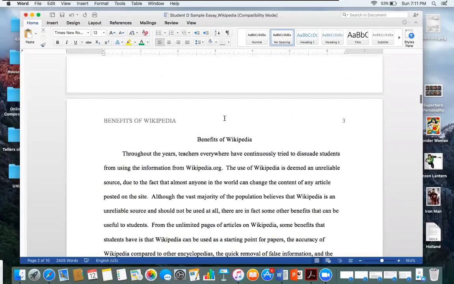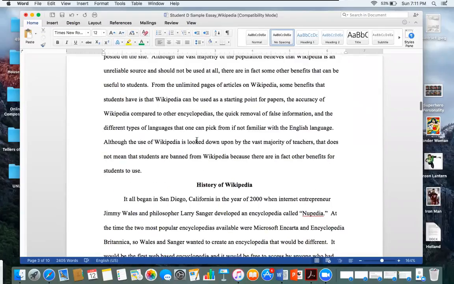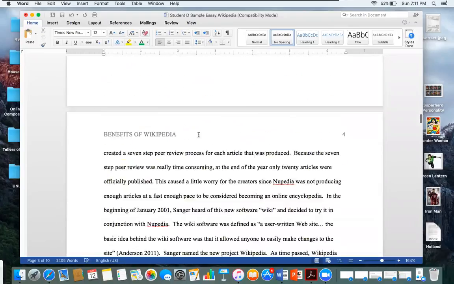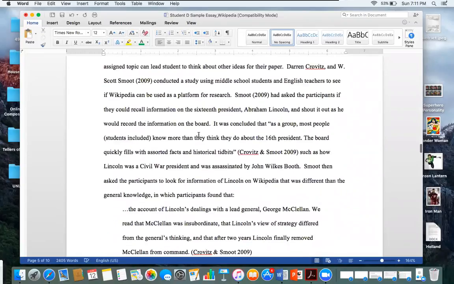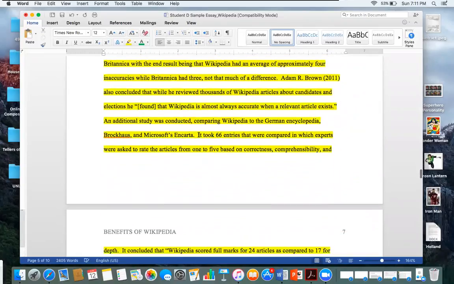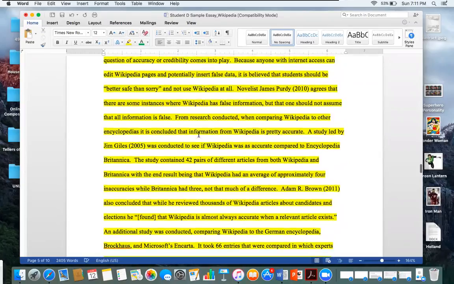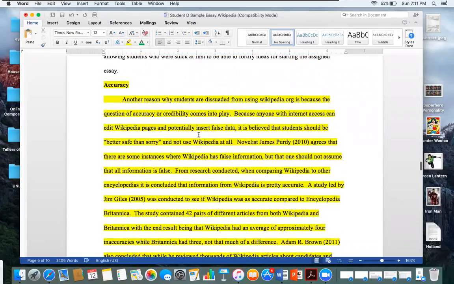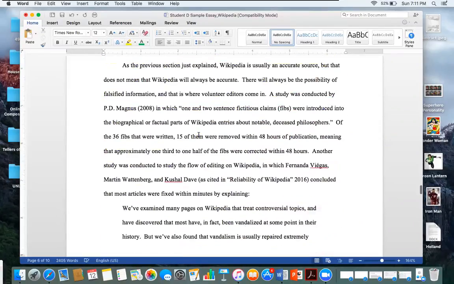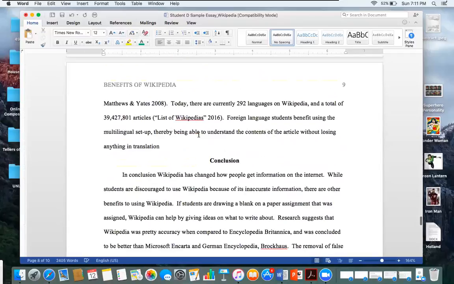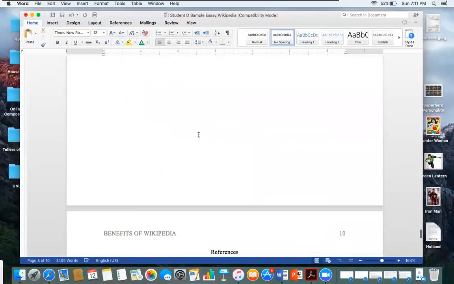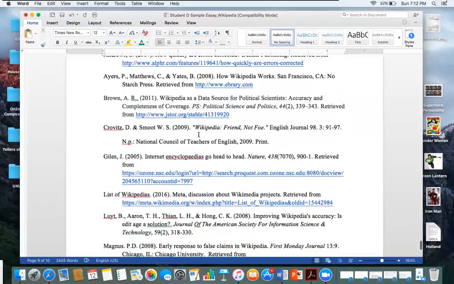We've got our abstract. We've got our introduction. You can look for the thesis. Notice we've got some history of Wikipedia. Then we focus on these benefits. Using it as a starting point, which was the other person's main argument. Accuracy of Wikipedia, the way that false information is removed, the language issues, and then the conclusion. So yeah, this person really focuses on those positives. And then of course we have references.